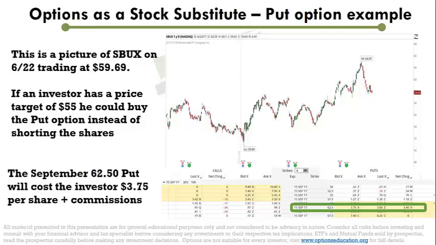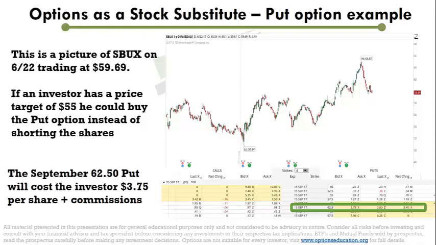Now here's a picture of Starbucks on June 22nd, trading at $59.69. If the investor has a price target of $55 a share, he could buy a put option instead of shorting the shares. Many investors would like to be able to profit from down market movements. A put option allows an investor the ability to do that. So the September 62.50 put option is going to cost the investor $3.75 a share plus commissions.